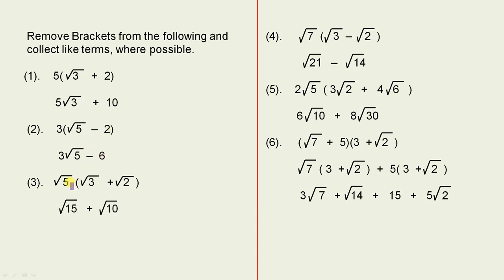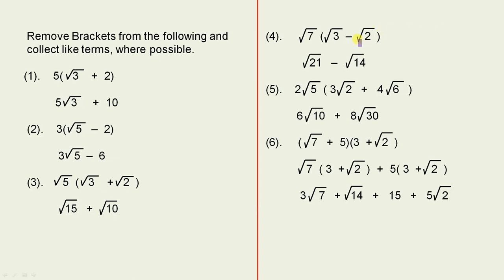For this example, 5 3's are 15, that gives us the square root of 15. And 5 2's are 10, that gives us the square root of 10. You can notice in each of these three answers, we do not have any like terms, so we can't add anything together.